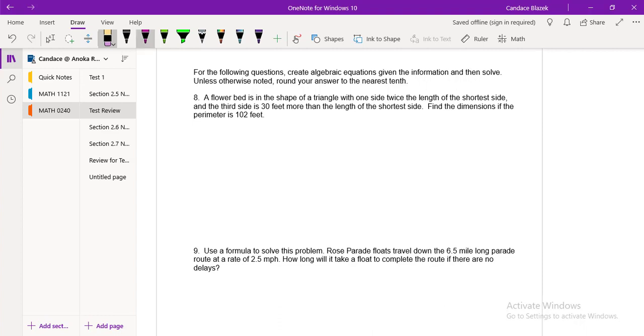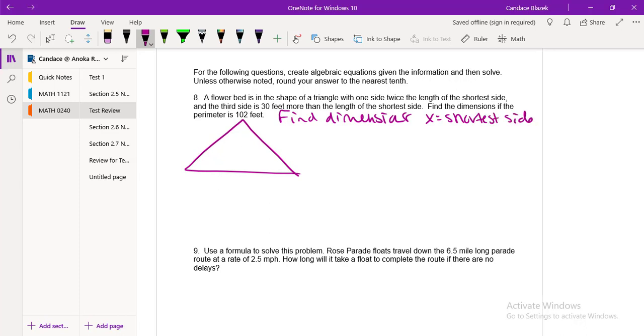All right, well, let's take a look. I have a triangle. I'm supposed to find the dimensions. Okay, what are you looking for? I'm looking for the dimensions. So it says that one side is twice the length of the shortest side. So I'm going to let x equal the shortest side. All right, and in my picture, that would be the shortest side. So another side is twice the length of the shortest side, so I'm going to label it 2x, and a third side is 30 feet more. So I'm going to add 30 feet to the shortest side.